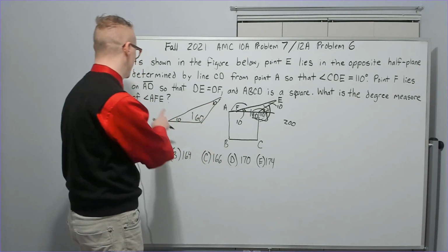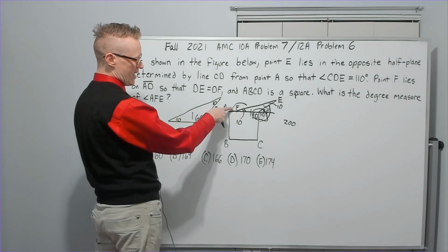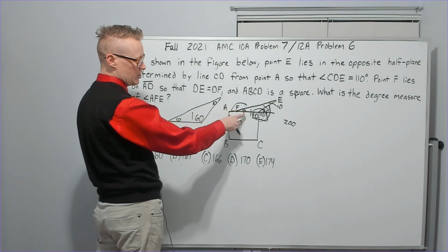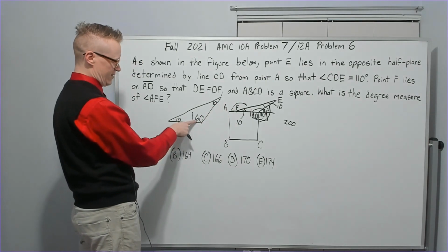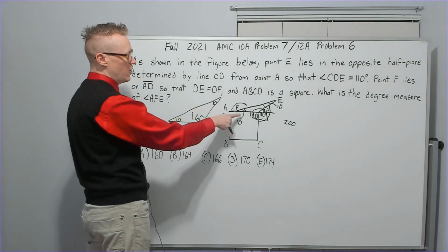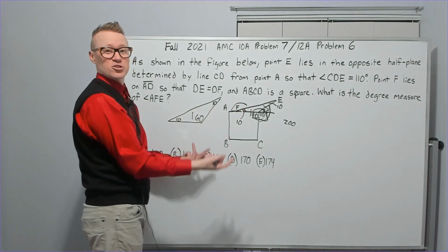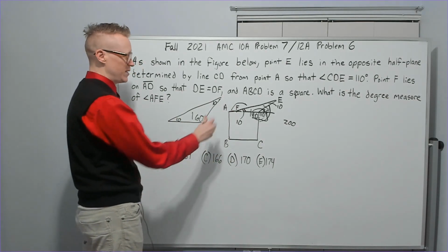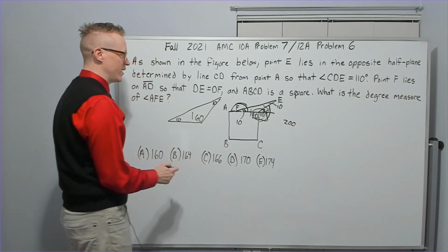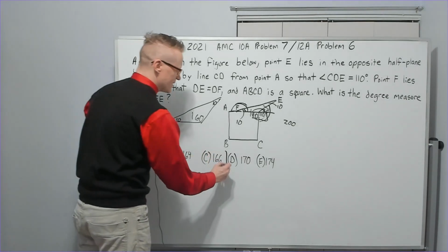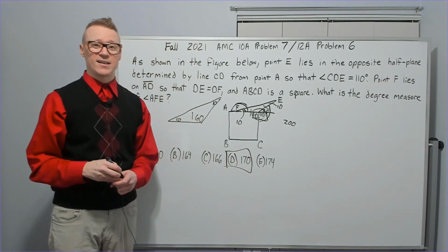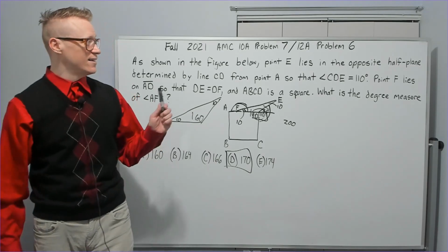Now, how does that help us? We want AFE, this outside angle. You could do it two ways again. You could take this 160 plus the 10, or you could just take this 10 and subtract it from 180, because the angles on here make up 180. So you're going to get 170, answer choice D. I hope you're making good time at this point in the test. Let's get to the next problem.